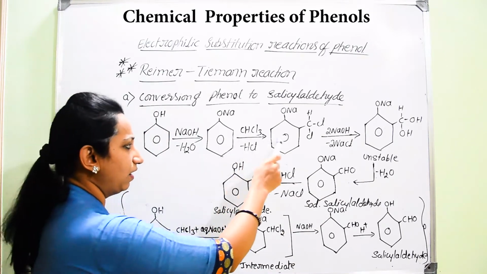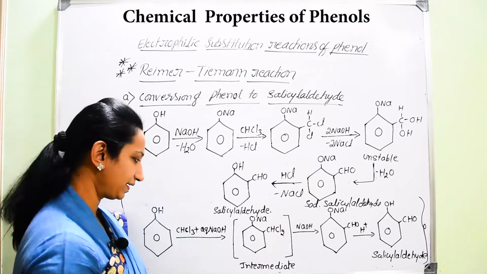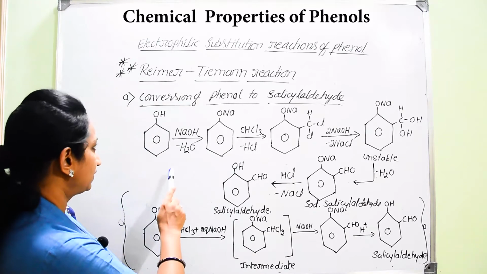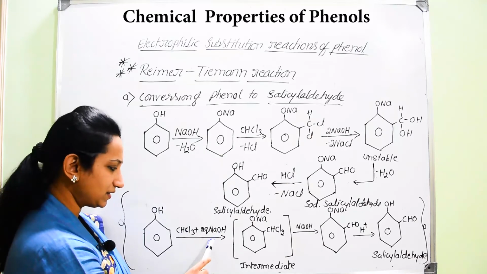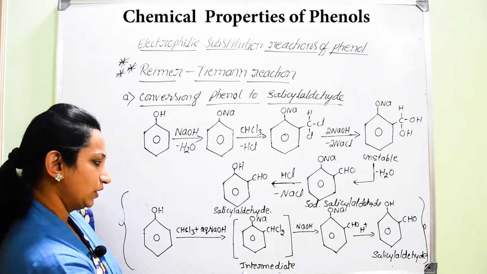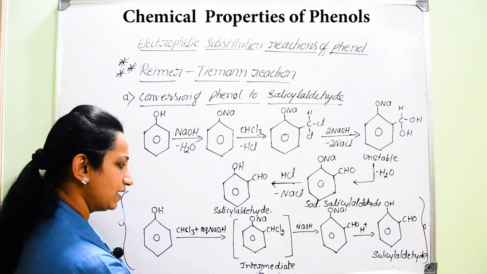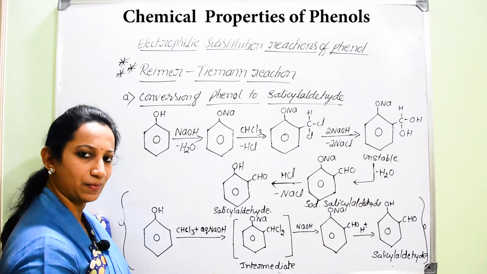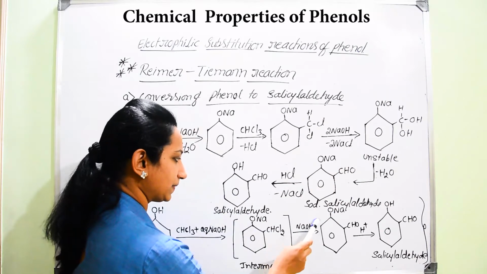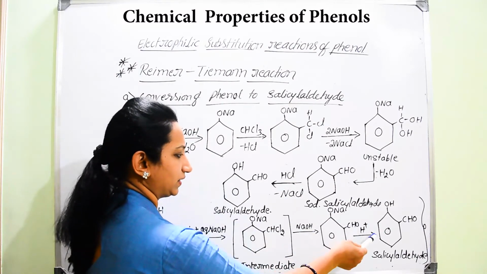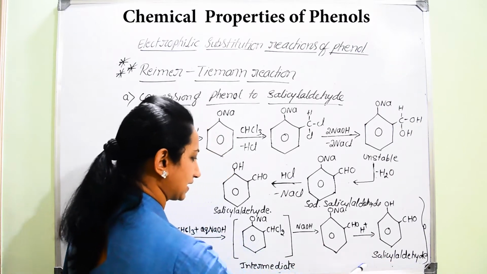Instead of writing all these steps, you can even write in this format, as given in the NCERT textbook. You start with phenol. What are the reagents we are using here? One is chloroform, the other is aqueous sodium hydroxide. You get an intermediate product, a substituted benzal chloride, the intermediate compound. This, on further hydrolysis, that means addition of OH groups in the presence of NaOH, and on further acidification, gives the formation of salicylaldehyde.